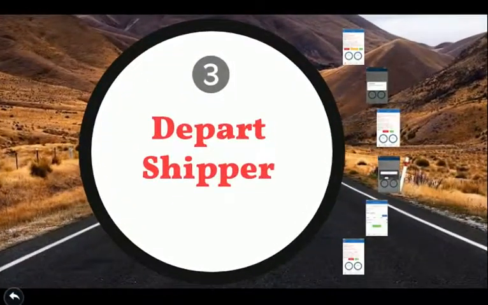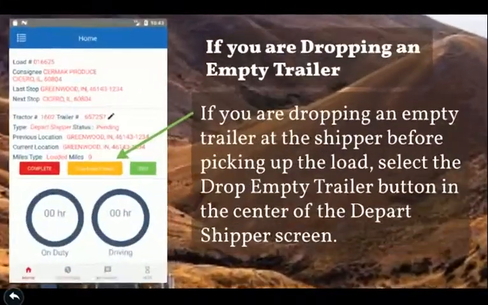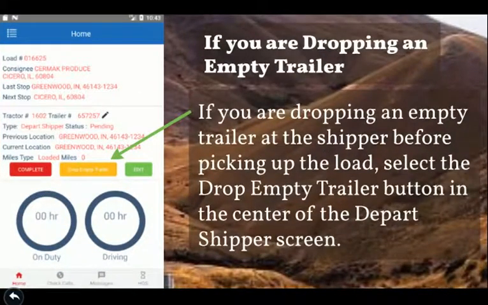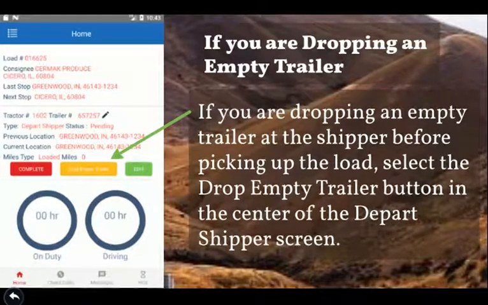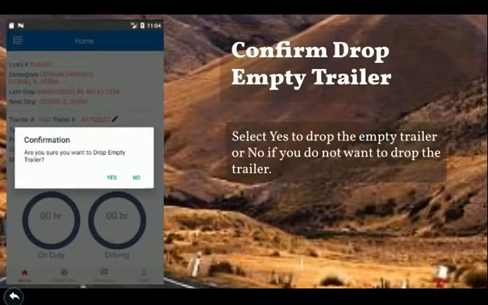Let's move on to the Depart Shipper app screens. If you are dropping an empty trailer at the shipper before picking up the load, select the Drop Empty Trailer button in the center of the Depart Shipper screen. When the Drop Empty Trailer button is selected, the confirmation window pops up with yes and no options. Select Yes to drop the empty trailer, or No if you do not want to drop the trailer.